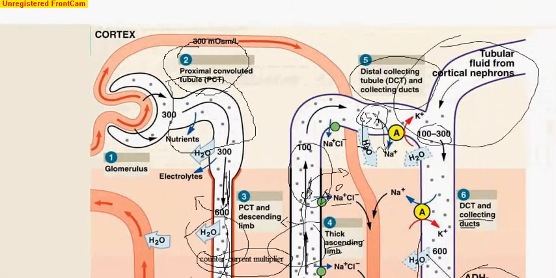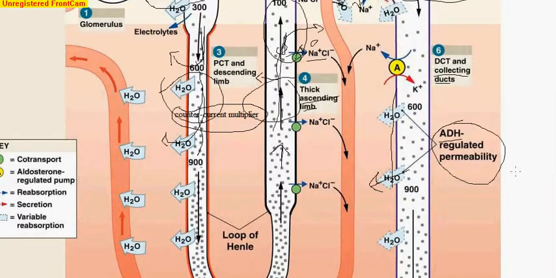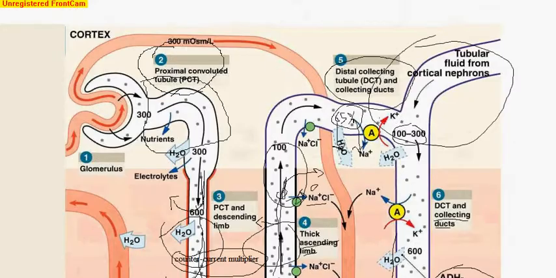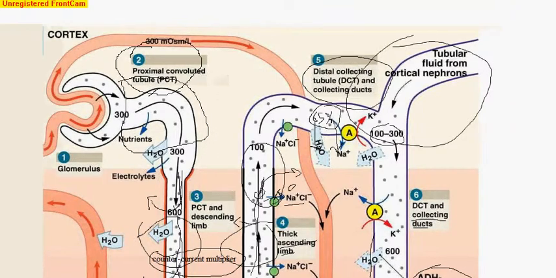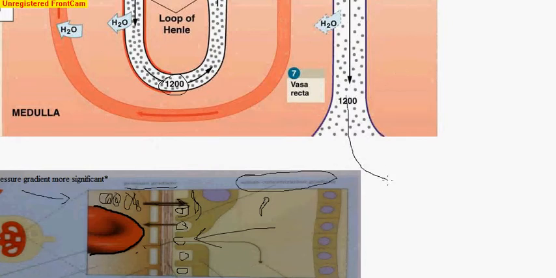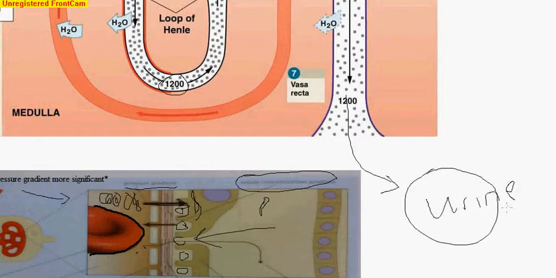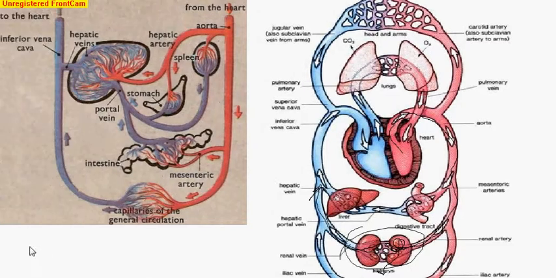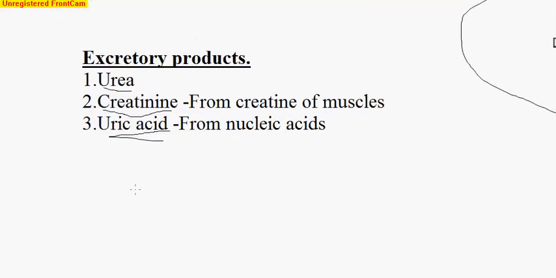And also one thing more we should be very clear about is that the concentration of this urine is always constant. And finally we get a urine which goes to the bladder and all, and gives you urine, which is a waste product, and it should be removed from the body. So that's all about excretion.